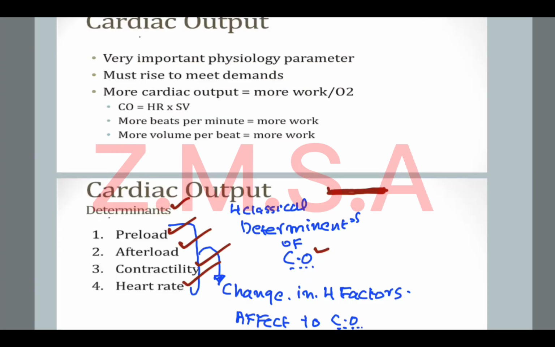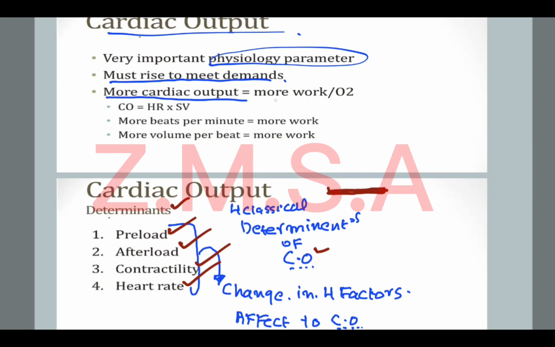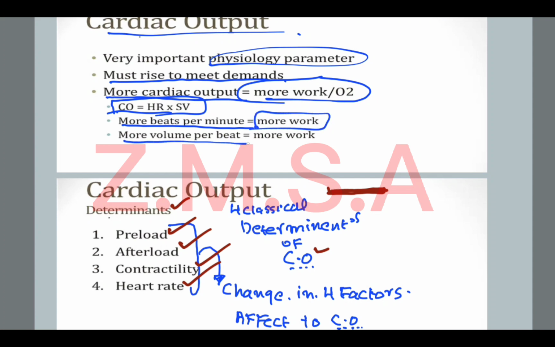And next, the most important physiology parameter is the cardiac output, and cardiac output must be raised to meet demands. The more cardiac output, the more work by the heart, and the more oxygen needed by the heart. Cardiac output is equal to the stroke volume multiplied by heart rate. More beats per minute, more work for the heart; more volume per beat, more work for the heart.